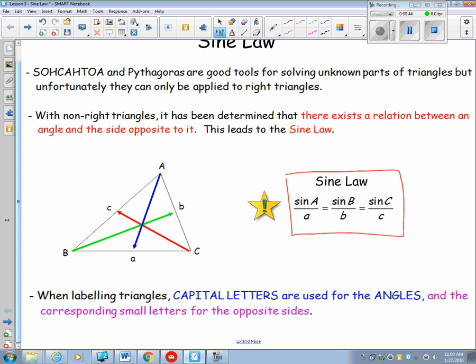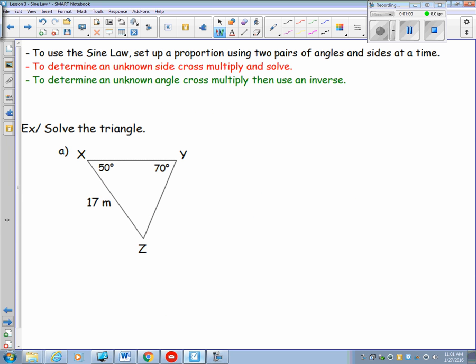Remember, big letters stand for angles, so that's why it's the sine of capital A with the opposite side, small a, and B and b, and C and c. You don't necessarily need to have all three at one time. We usually only work with two pairs of sides and angles at the same time. There really are only two kinds of questions you can solve with the sine law. You can find a missing angle or you can find a missing side. That's all you can really do with it.